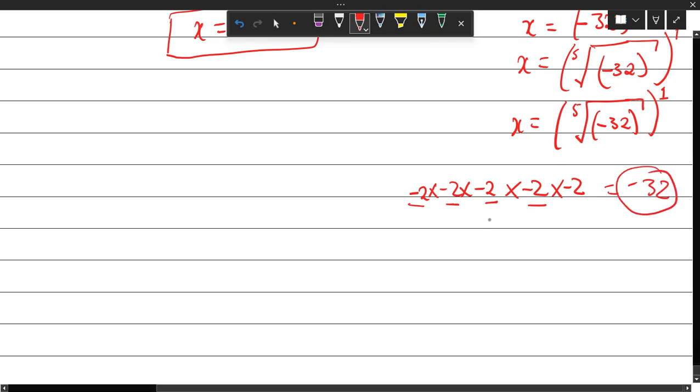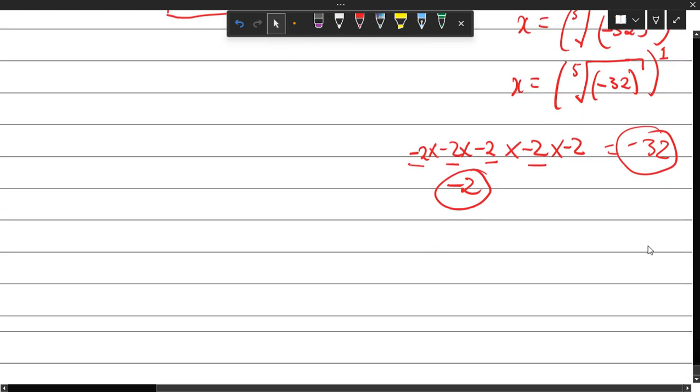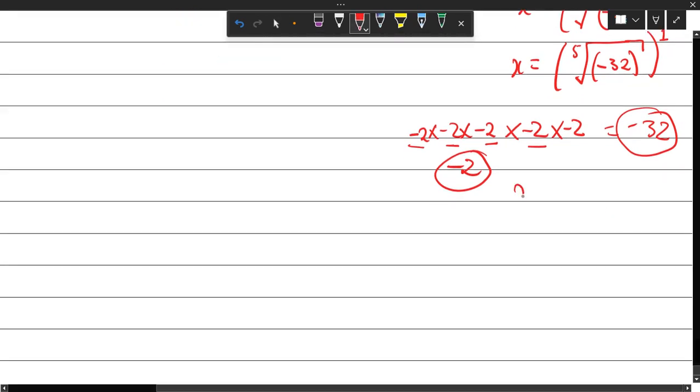So our answer here will be negative 2. This is the 5th root of negative 32. So x is equals to negative 2 to the power 1. x is equals to negative 2. Okay, so this is our answer.